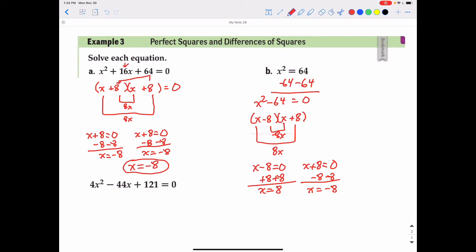In this one, we would subtract 8 from both sides, and that would be x equals negative 8. So that's the two answers on this one, which makes perfect sense because if you go back to the original problem up here, 8 squared does equal 64. And so does negative 8 squared, because negative 8 times negative 8 also equals positive 64. So both answers work in the original problem.